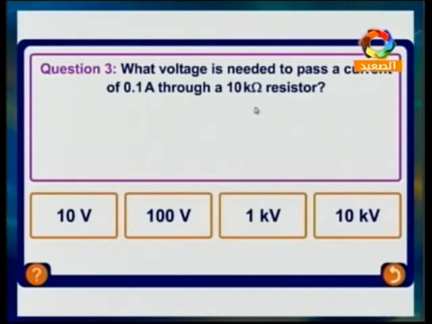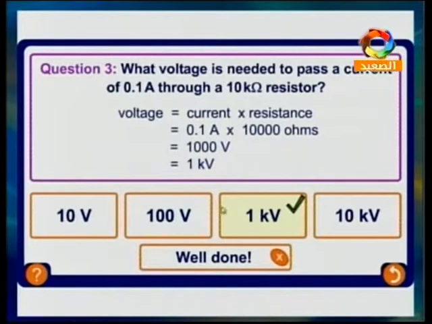Here we have V, we have I, and we have R. V equals I times R. So 0.1 times 10,000 makes what? It makes 1000 or 100? No, it's 1 kilovolt. Yes, very good. 1 kilovolt because it is 1000 volts. Why? Because the current times resistance equals voltage. So 0.1 times 10,000 ohms equals 1000 volts or 1 kilovolt.